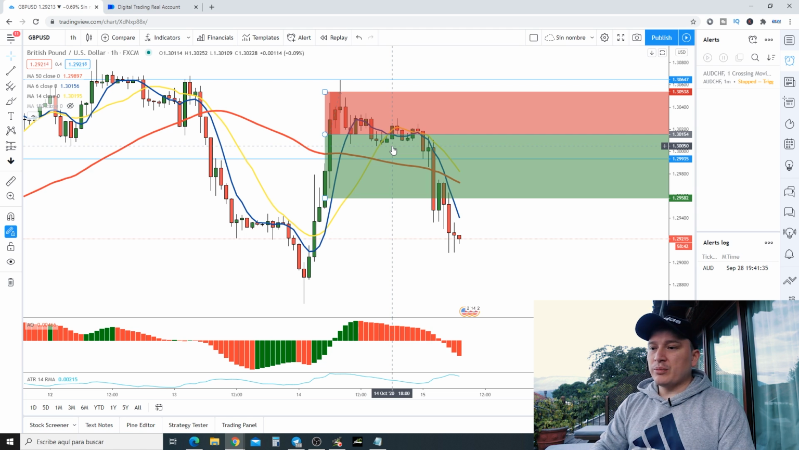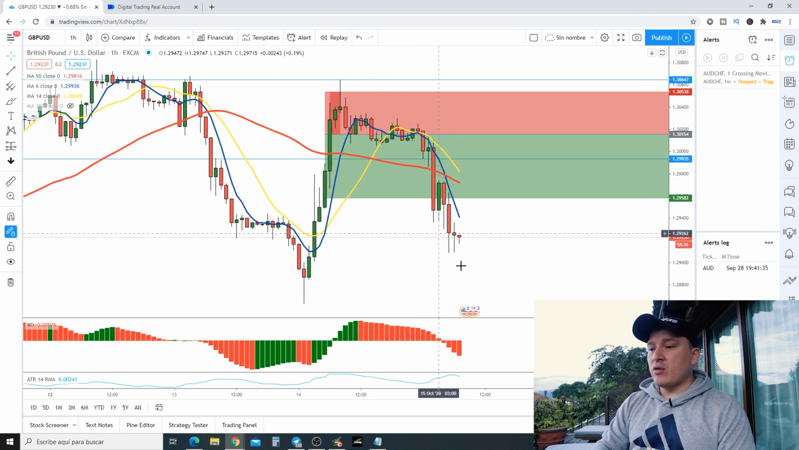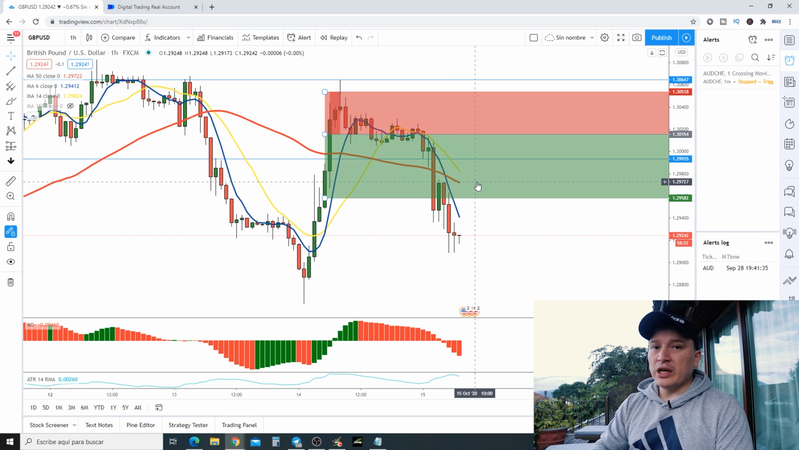I entered on a possible uptrend, because it hadn't really been considered an uptrend here, but I went opposite to the uptrend and went in this direction on a sell position. And as you can see, yes, we won the position, and I'm about to explain why.